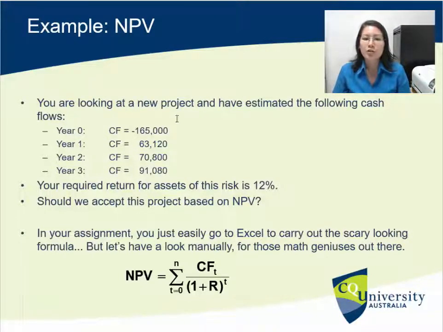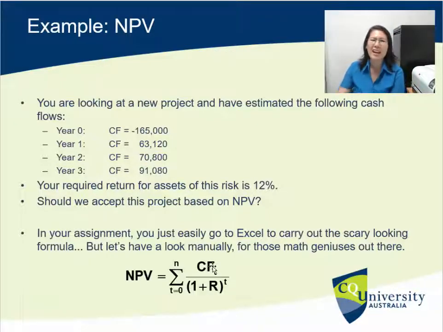So we're looking at a new project. We've estimated these cash flows for the next 3 years. Our initial investment is $165,000. Our required rate of return, or our discount rate, is 12%. Should we accept or reject? So in your assignment, we're going to do it in Excel, just to carry out this scary looking formula. But for those maths geniuses out there, I'd like to just go through this manually.